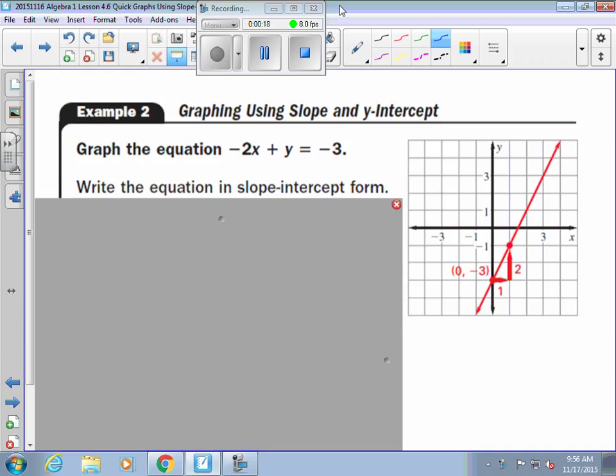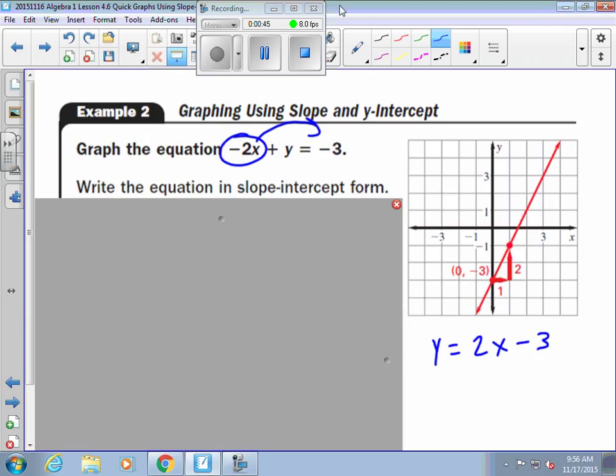First thing you need to do is move this to where it is in slope-intercept form. It does not say y equals mx plus b. You have to move negative 2x to the other side. Negative 2x is the same thing as minus 2x, so you undo minus something by adding 2x. When you add it to both sides, you're left with y equals positive 2x minus 3, mx plus b.